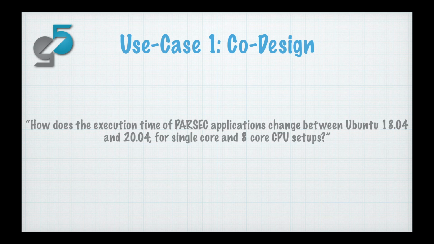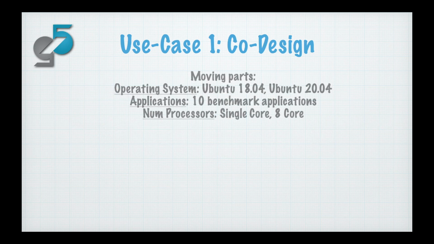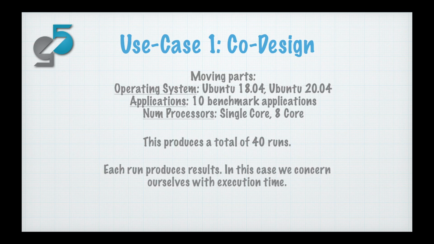So as a basic co-design question, we are asking, how does execution time of Parsec applications change between Ubuntu 18.04 and 20.04 for single core and 8-core CPU setups? The parameters in this experiment are changing between the operating system, Ubuntu 18.04 and 20.04. We're jumping between 10 different benchmark applications, and we're analyzing on single core and 8 core architectural setups. And this produces a total of roughly 40 runs. And for each run, we are looking at the execution time.